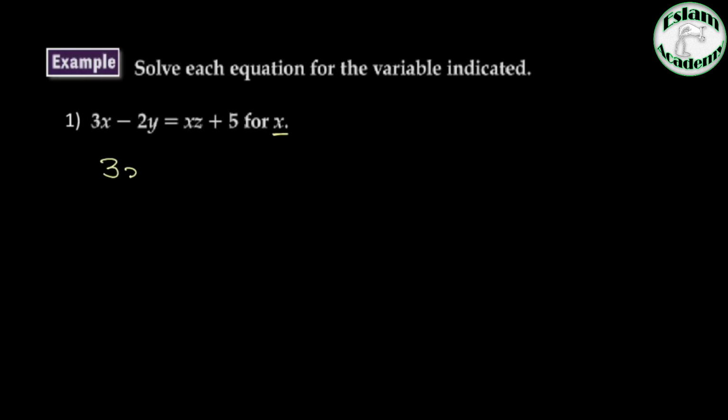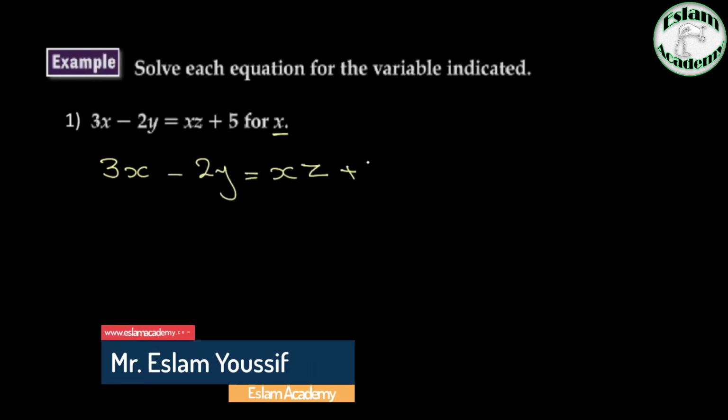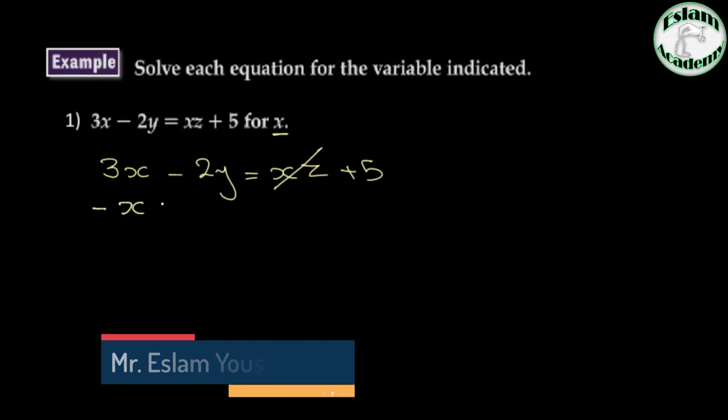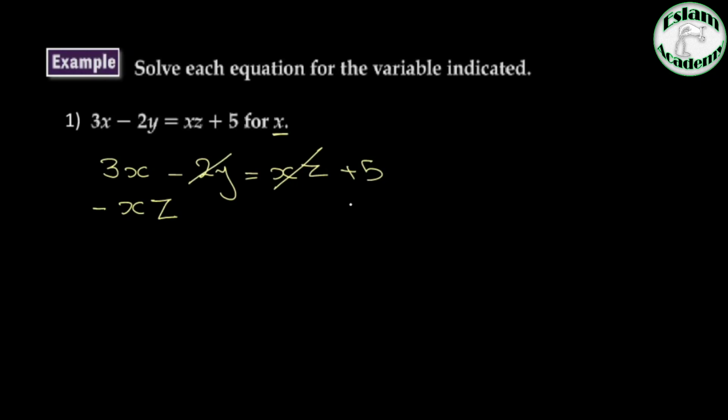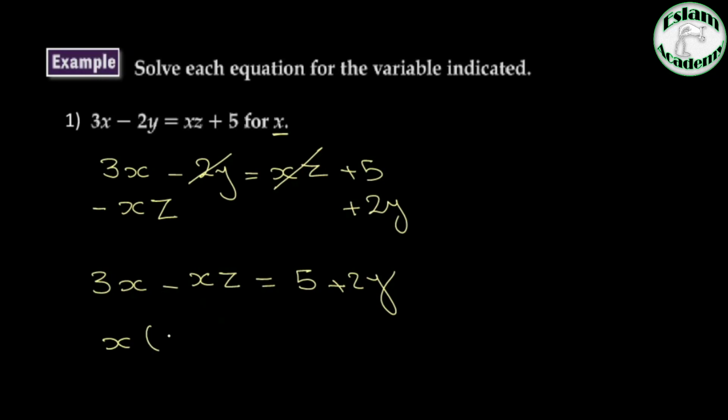So we can start by writing 3x minus 2y is equal to xz plus 5. Now we need to shift xz to the left hand side by subtracting xz, and add 2y to shift it to the right hand side. So the expression now will be 3x minus xz, because we can't combine them since they are not like terms, equals 5 plus 2y. To solve for x, we'll take x as a common factor. So the remainder inside the brackets, by dividing by x, will be 3 minus z, equals 5 plus 2y.